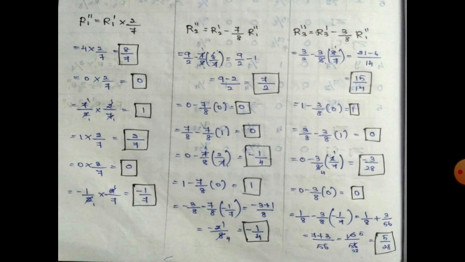The next thing is both the values are 0, so 0. 7 by 8 minus 7 by 8 value will be 0. 0 minus 7 by 8 into 2 by 7, that is equal to minus 1 by 4. 1 minus 0 is 1. So here 7 and 7 will be cancelled. So minus 3 by 8 plus 1 by 8. So minus into minus will be plus. So that is minus 2 by 8, minus 1 by 4.